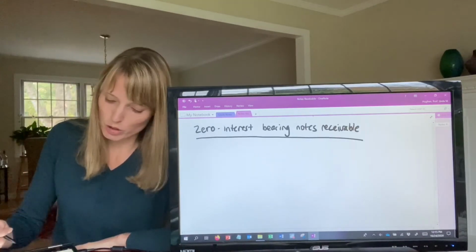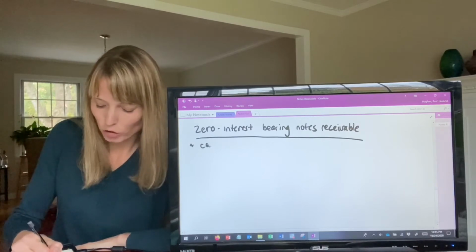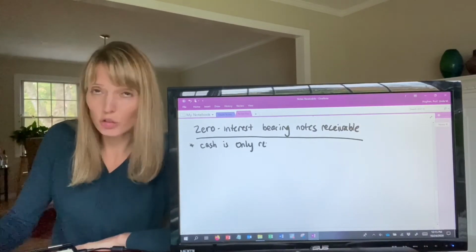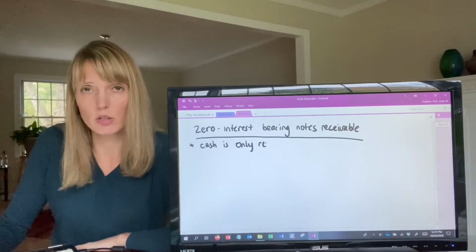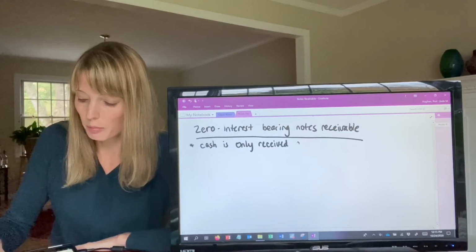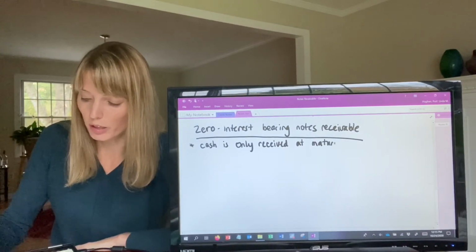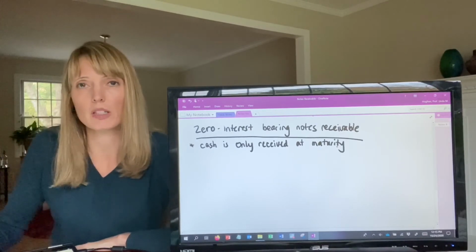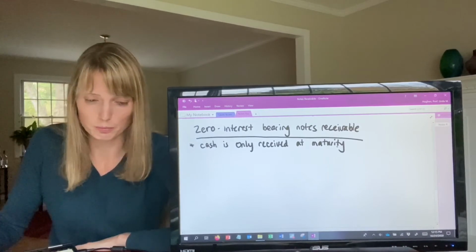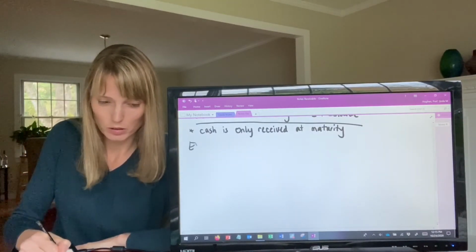So one thing to know about zero interest bearing notes receivable is that cash is only received by the holder of the note, or the company that has the note receivable on the books. Interest is only received at maturity. There are no periodic payments of interest along the way, which is different from the example that we saw with a typical note receivable issued at face value. So let's look at another example.